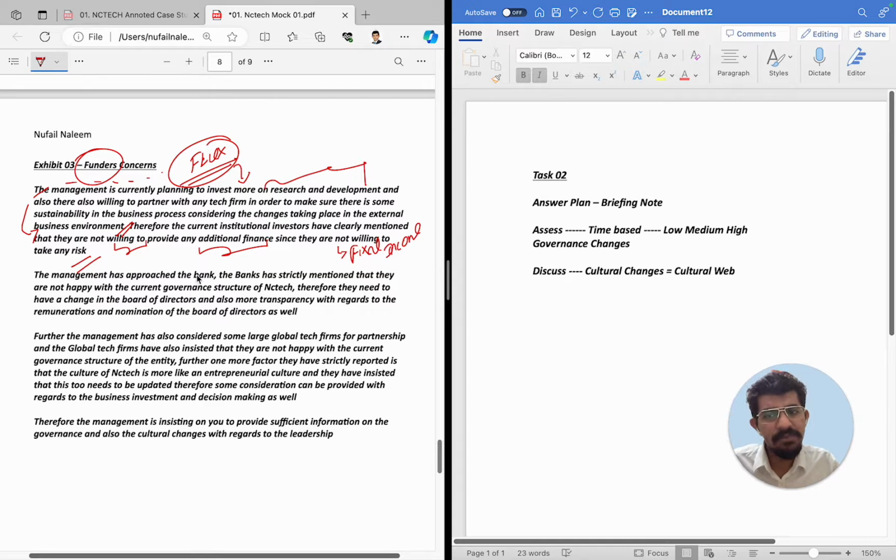The management has approached the bank. The bank has strictly mentioned that they are not happy with the current governance structure of Nctech. So bank is one of the funders, if I'm not mistaken. And therefore, they need a change in the board of directors and also more transparency with regards to remunerations and nominations of the board of directors. So one point of view is the remuneration factor is not clear because who designs the salary of the board of directors, and nomination, how they are appointed, is also not much clear.